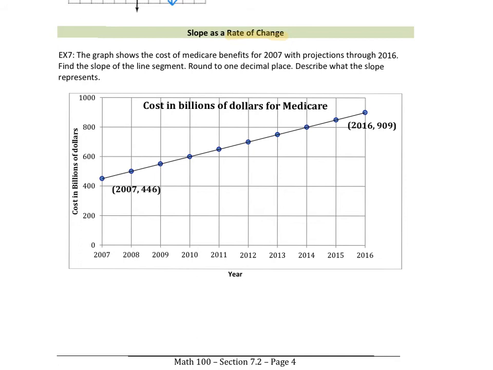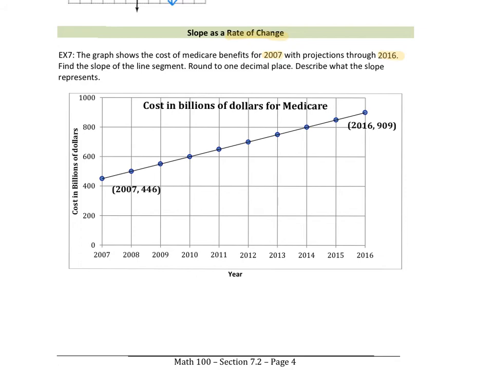In example 7, we have this graph. It's the cost of Medicare benefits for 2007 through 2016. So the starting date is 2007, and it ends at 2016. We want to find the slope of the line segment. We want to round to one decimal place, so you're probably going to have to use your calculator here. And we're going to describe what the slope represents in terms of this particular problem.